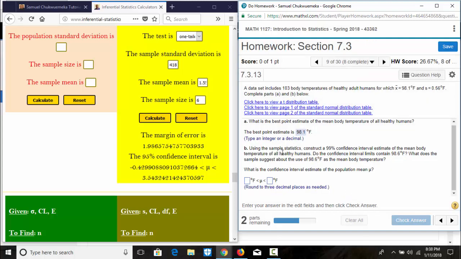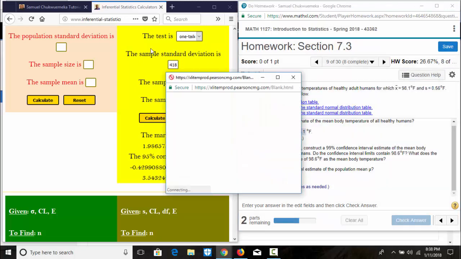B. Using the sample statistics, construct a 99% confidence interval estimate of the mean body temperature of all healthy humans. Do the confidence interval limits contain 98.6 degrees Fahrenheit? What does this sample suggest about the use of 98.6 degrees Fahrenheit as the mean body temperature? So we'll open up StatCrunch, go to question help, get StatCrunch.